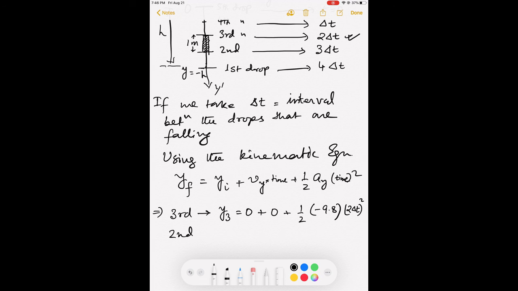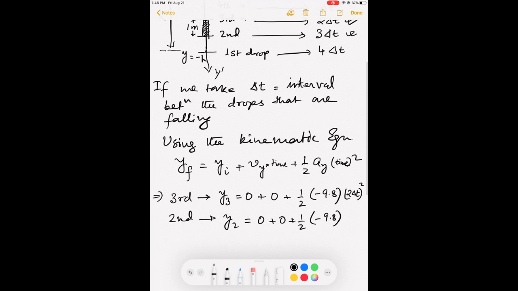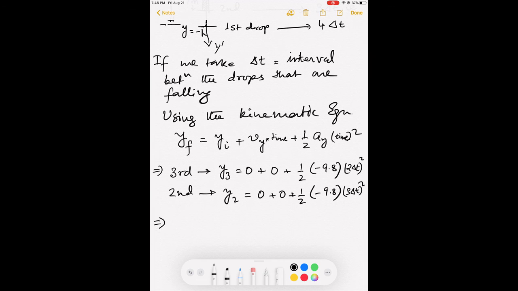And now for the second one, you can have y2, which is 0 plus 0 plus half, again minus 9.8, and instead of time, you have 3 delta t squared. Okay, so if you simplify these two, you can get basically 4.9 times 4 delta t squared, and then 4.9 times 9 delta t squared.